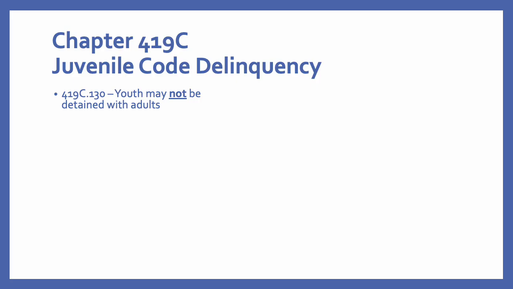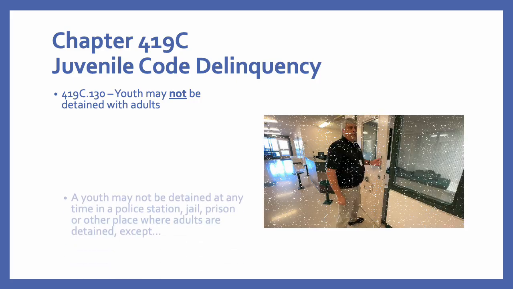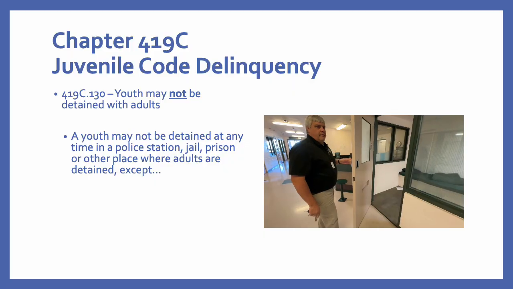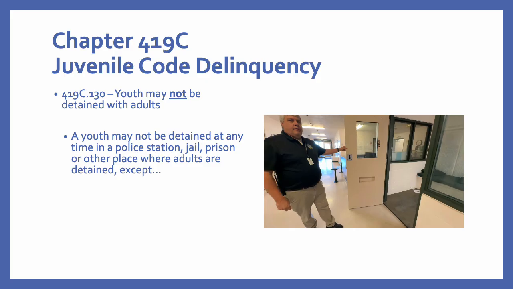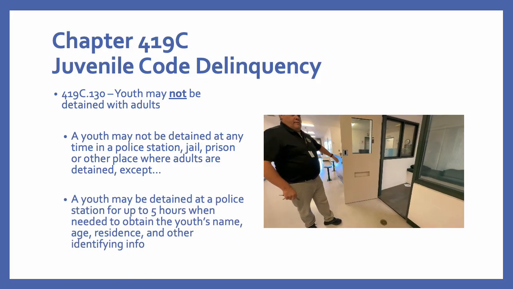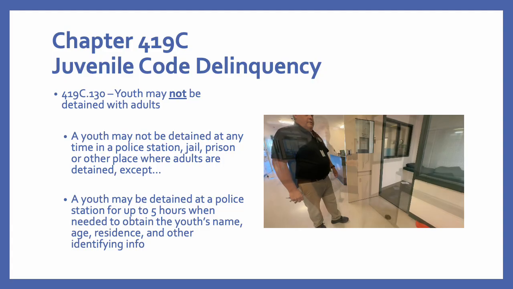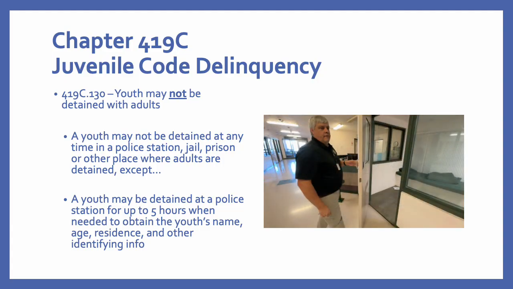419C.130 A youth may not be detained with adults. A youth may not be detained at any time in a police station, jail, prison, or other place where adults are detained, except a youth can be detained at a police station for up to 5 hours when needed to obtain the youth's name, age, residence, and any other identifying information. This is why our detention facilities are separate and why young people cannot sit in adult facilities or police stations where other adults may be, unless we need to find out who they are and figure out other identifying information. They are not to have sight or sound with adults.